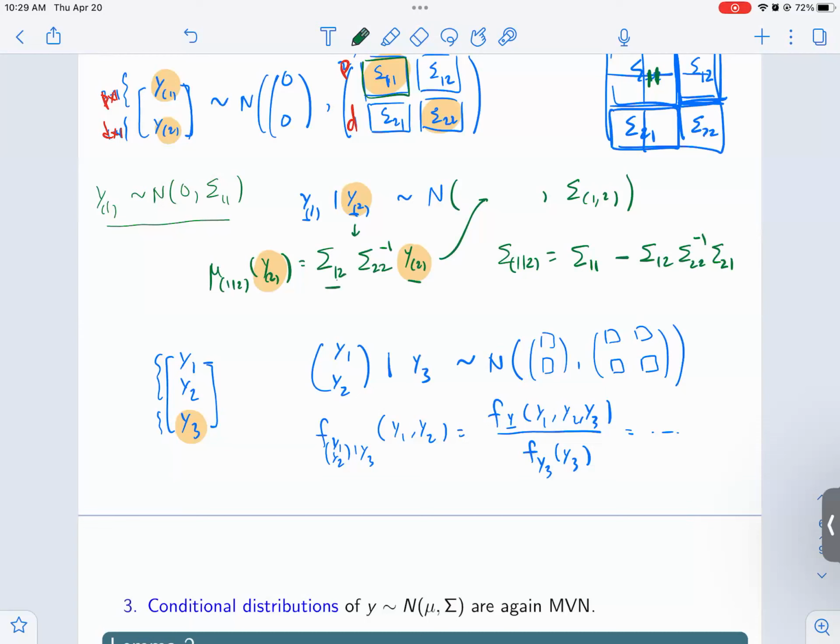If it's not 0, then in general the conditional mean depends on y2, which means that they're not independent. If I condition on one variable and the distribution of the other part changes, it means they're not independent. The only way that these two components would be dependent is if this is non-zero. If non-zero, then as I change y2, this is going to change the mean.